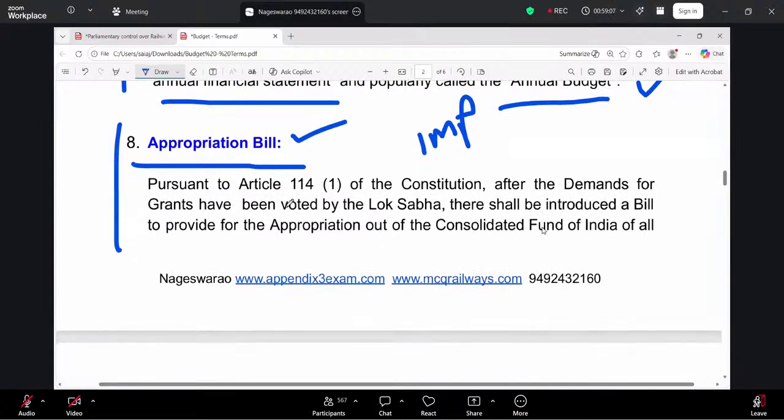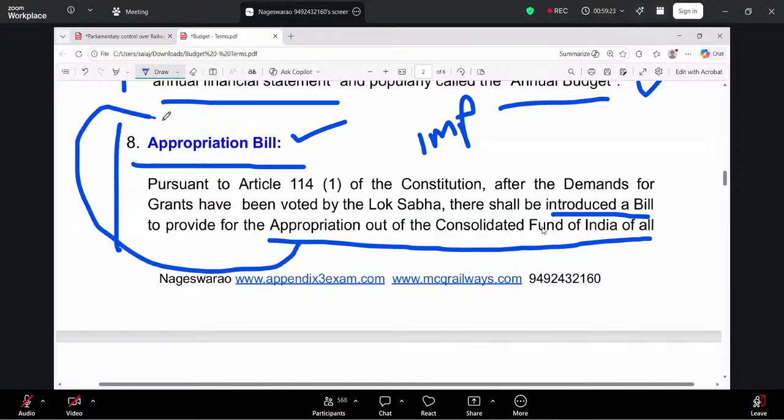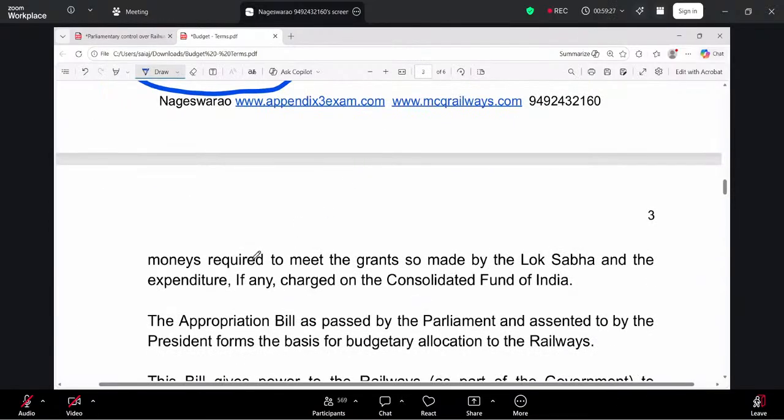See, that is Article 114(1). The demands for grant having been voted by the Lok Sabha, again a bill is introduced to provide for appropriation out of the Consolidated Fund of India. Appropriation out of, that's why it is called appropriation bill. Of all money required to meet the grants so made by the Lok Sabha and the expenditure, if any, charged on the Consolidated Fund.